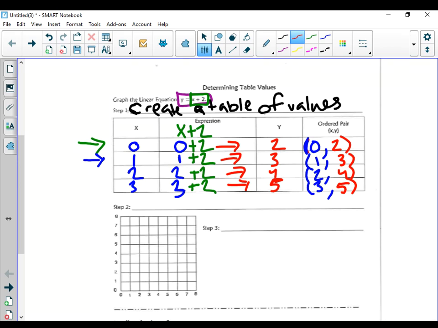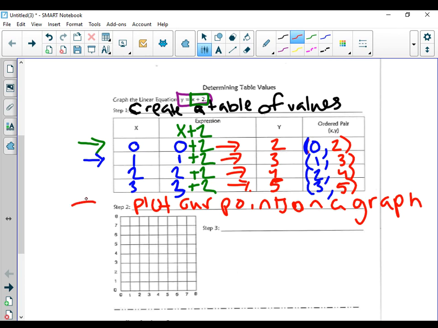So once we have created our table of values, our very next step is that we want to plot our points on a graph. And again, I do apologize for how ugly this handwriting is because it is very ugly. So I will say that one more time so you can get that all written down. Plot our points on a graph. That is going to be step 2.